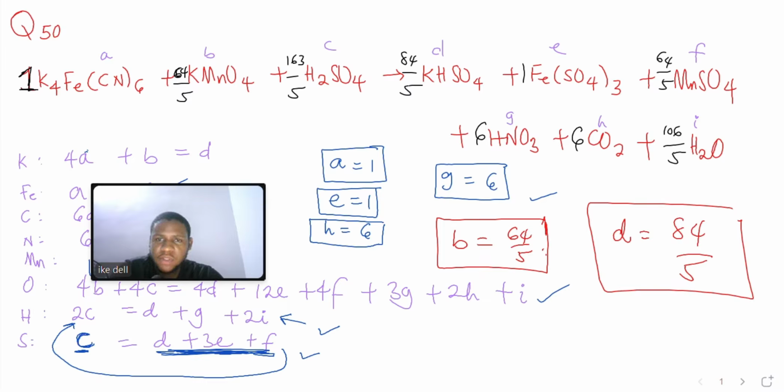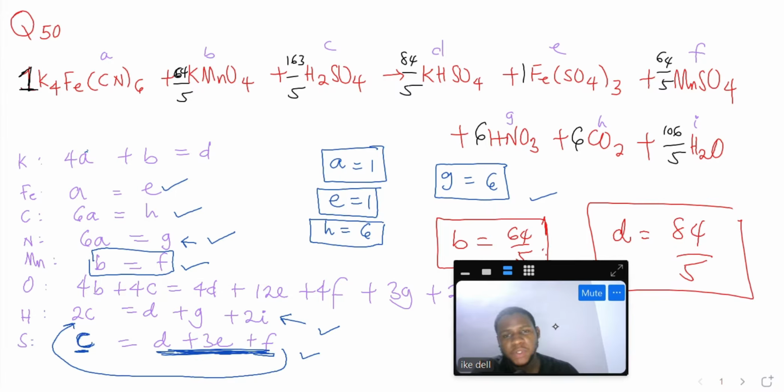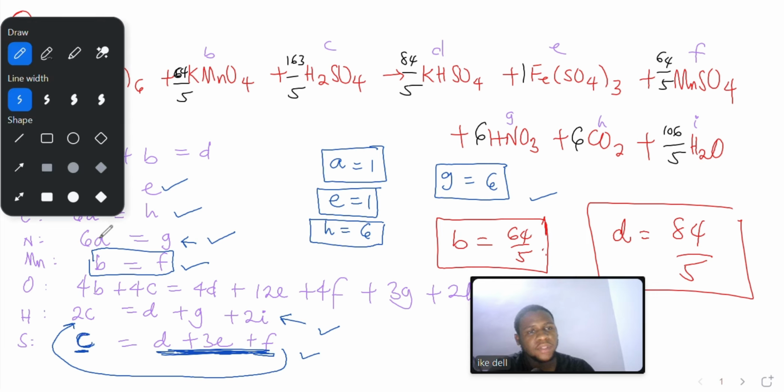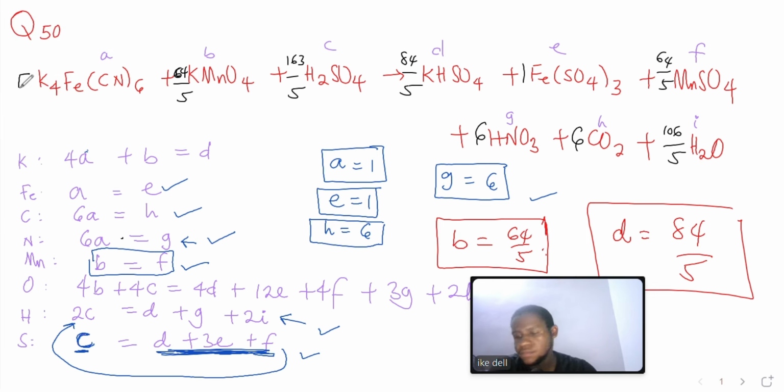Now I guess it's good to multiply through by 5 because that will probably help us. When we multiply through by 5, we'll then check if we've done the right thing. So this will give us 5. This will give us 64.